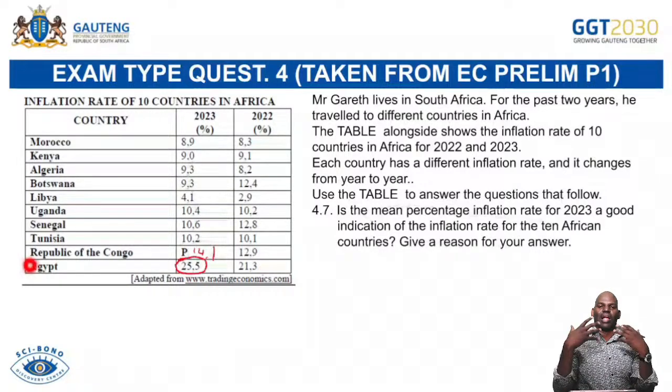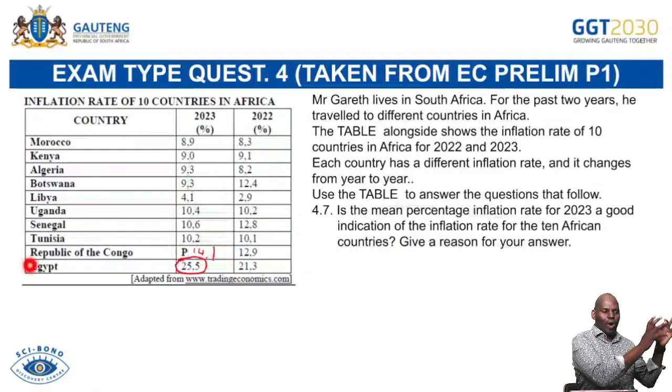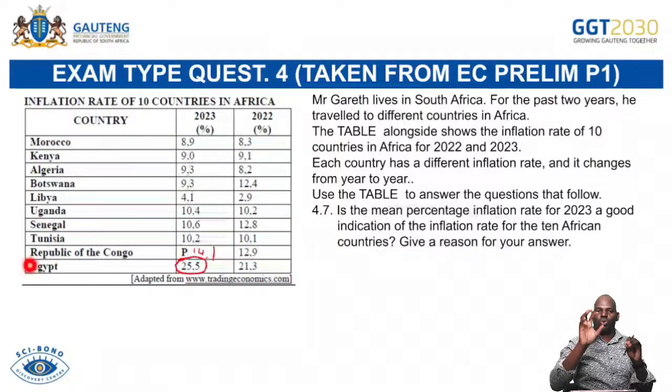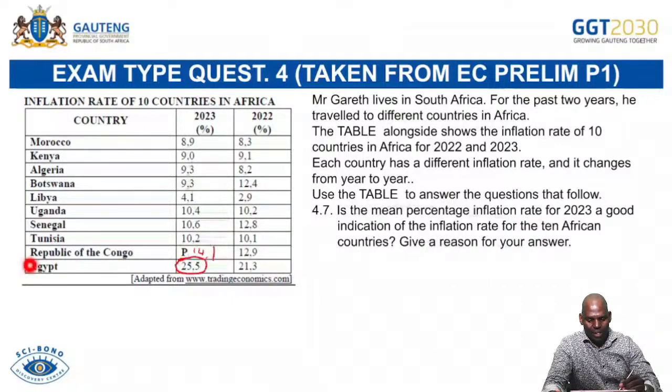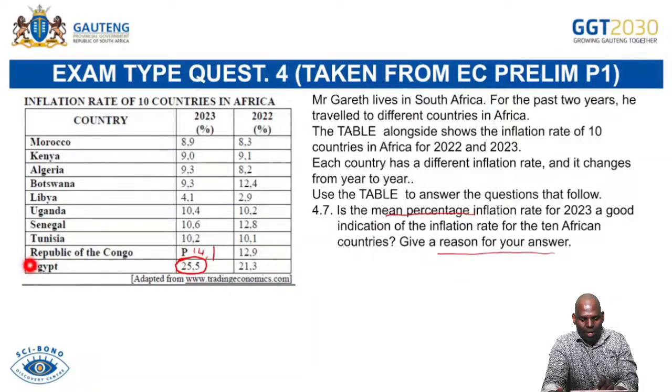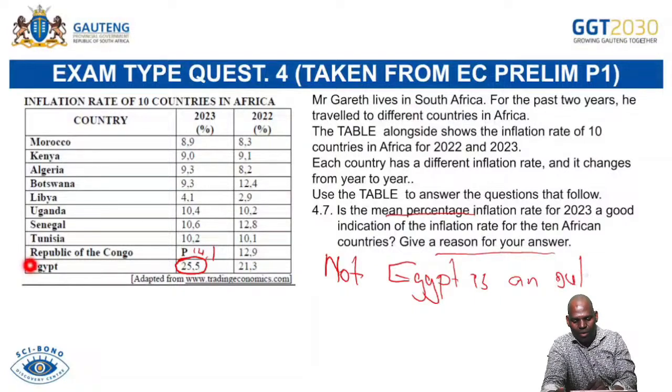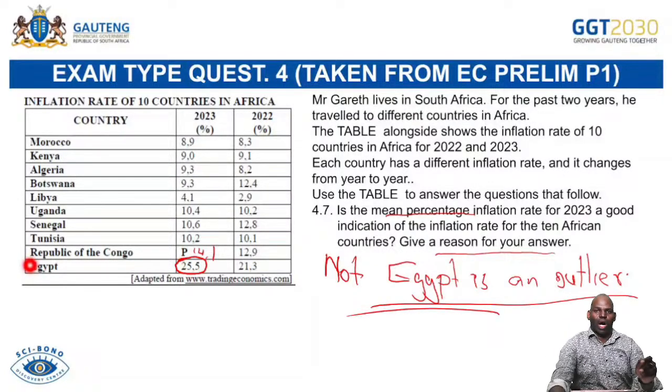It's like if I have to analyze the learners' marks in the classroom and there are those learners who did not perform well. It means even if it's one or two learners, but they got low marks, those learners are going to affect the whole class's average. So therefore, that will not give me the true reflection. So in that case, I have to use the median. So in this case, we say the mean is not a good indication, because Egypt is an outlier.